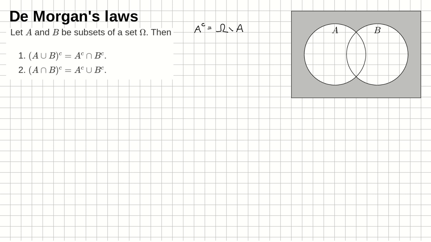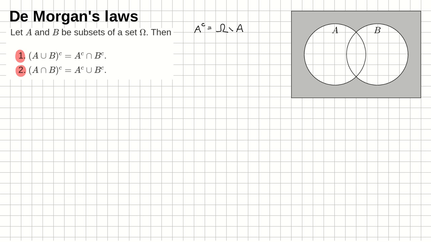What De Morgan's laws say then is, if you have these two sets A and B, which are subsets of a larger set omega, then firstly, the complement of A union B is equal to the complement of A intersect the complement of B. That's the first of De Morgan's laws. And the second says that the complement of the intersection of A and B is the complement of A union the complement of B.